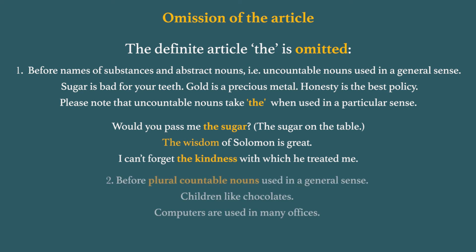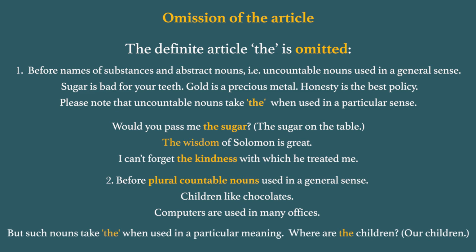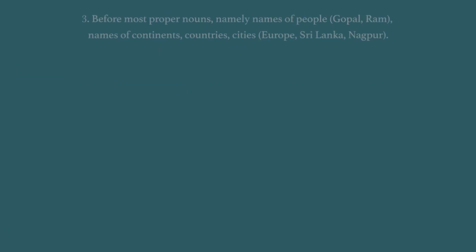Next, before plural countable nouns used in a general sense: children like chocolate. Computers are used in many offices. But such nouns take the when used in a particular meaning. Example: where are the children? Means our children. Next, before most proper nouns, namely names of people like Gopal, Ram, and names of countries or cities, Europe, Sri Lanka, Nagpur, etc.